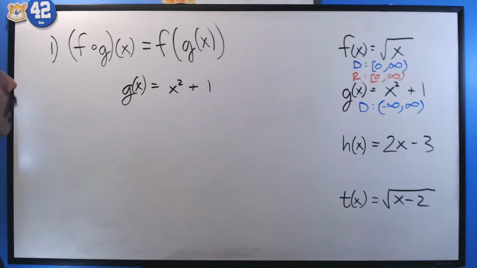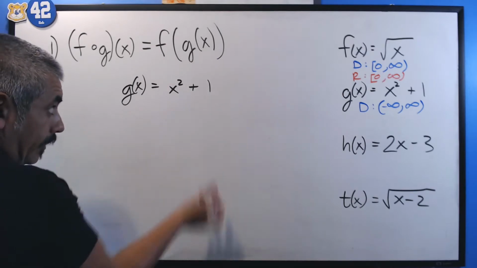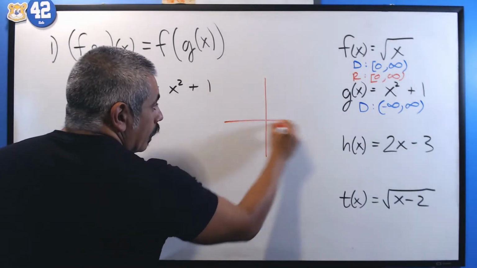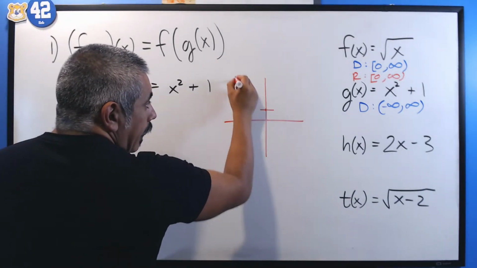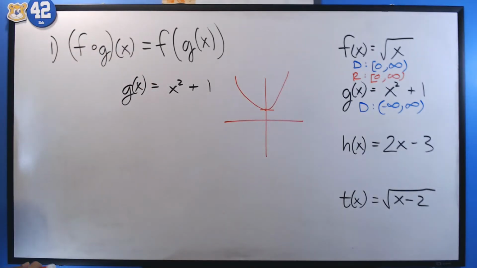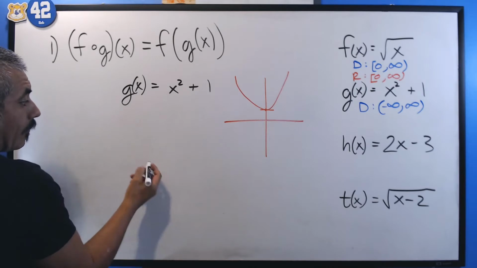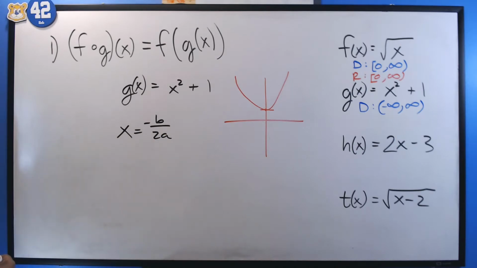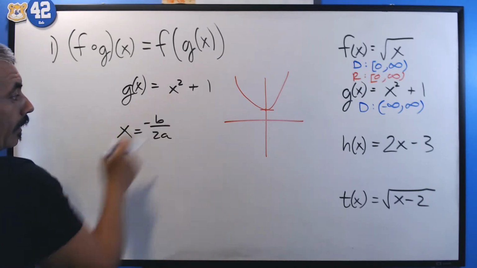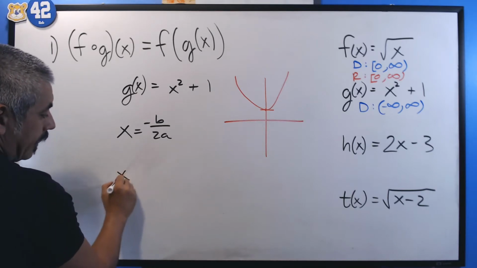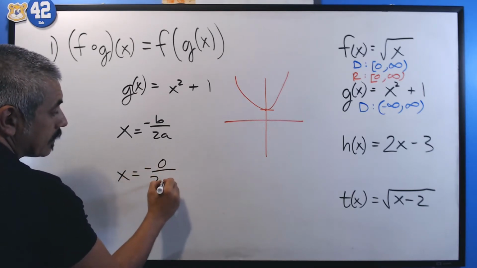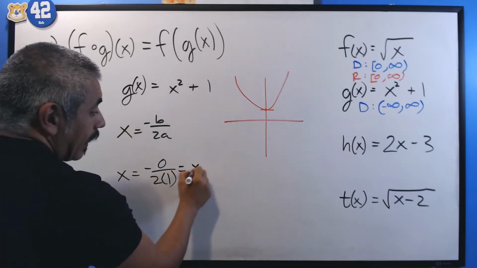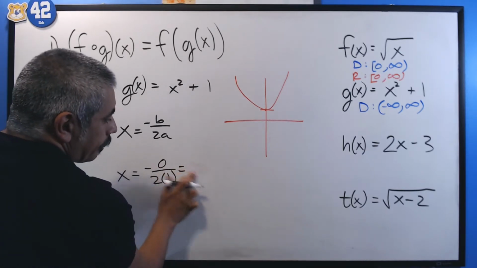For the range, we are simply going to be looking at the vertex, but this parabola is kind of easy. This parabola jumps up one, and it's graphed like this. If you want to find the vertex, let's do that. To find the x value of the vertex, we say x equals negative b over 2a. This one has no b. So the x value is going to be negative 0 over 2 times 1, because the coefficient of x squared is 1. And so the x value is 0.